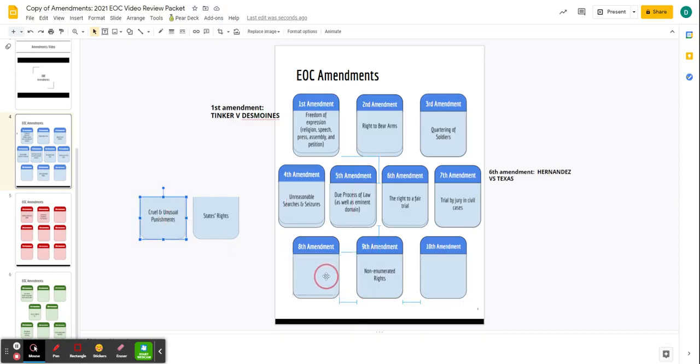The Eighth Amendment protects from cruel and unusual punishments. And the 10th Amendment protects states' rights.